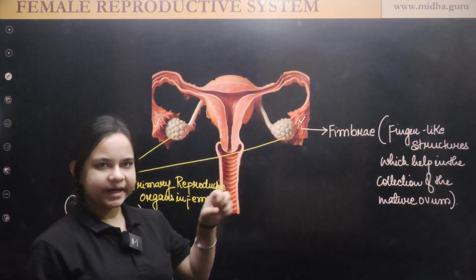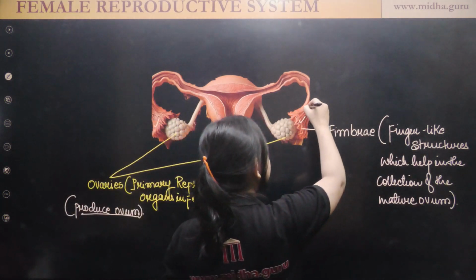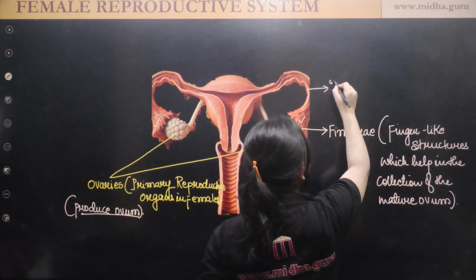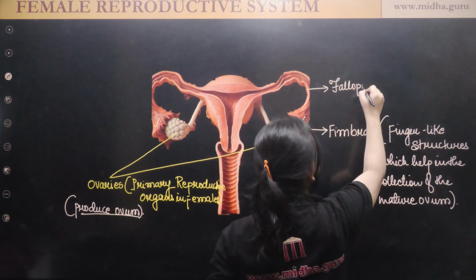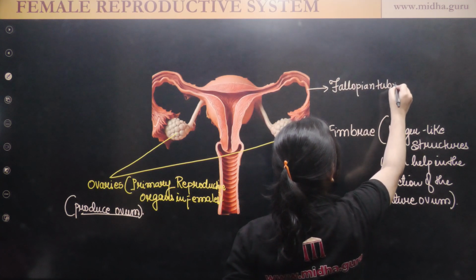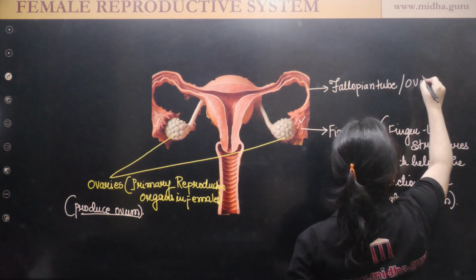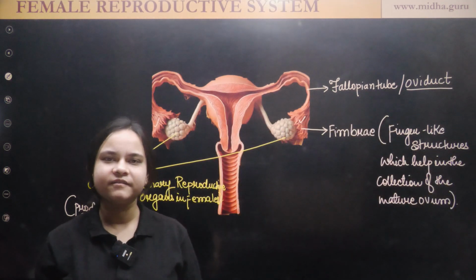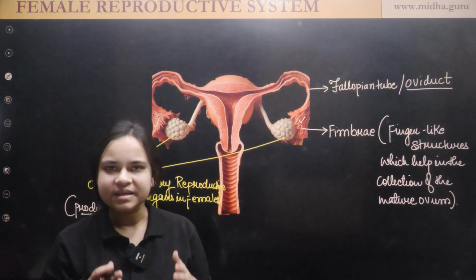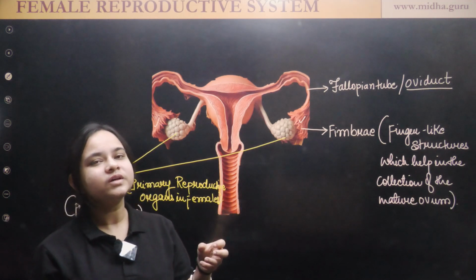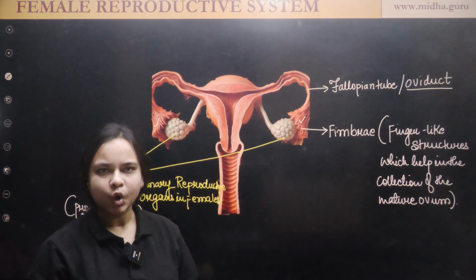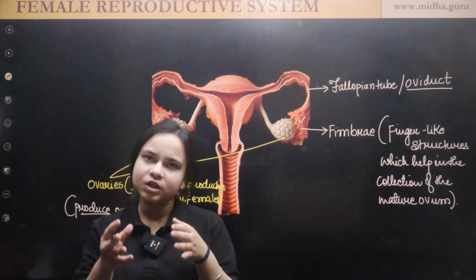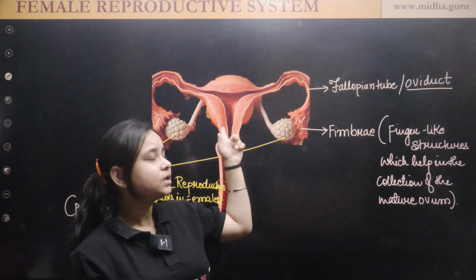Now, when it has been collected, what happens? This tube-like structure is called the fallopian tube, or we can say it is the oviduct. Why do we call it oviduct? The word has been derived from ovum. Duct means passage through which ovum passes. So it is called oviduct. Now what is its function? The fallopian tube basically gives a passage for the ovum to travel to the uterus.